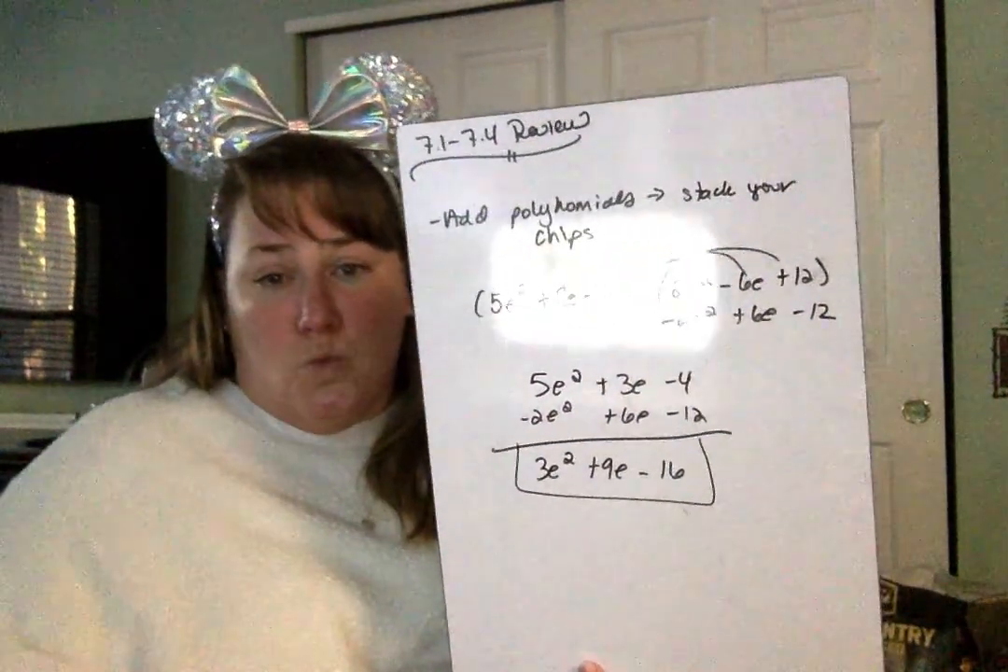So that's 7-2. 7-3 is all about multiplying polynomials. Now remember, you could FOIL or box. Multiplying.